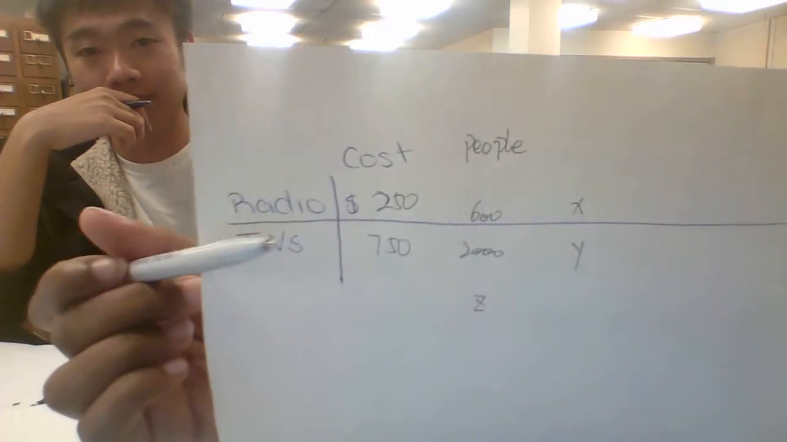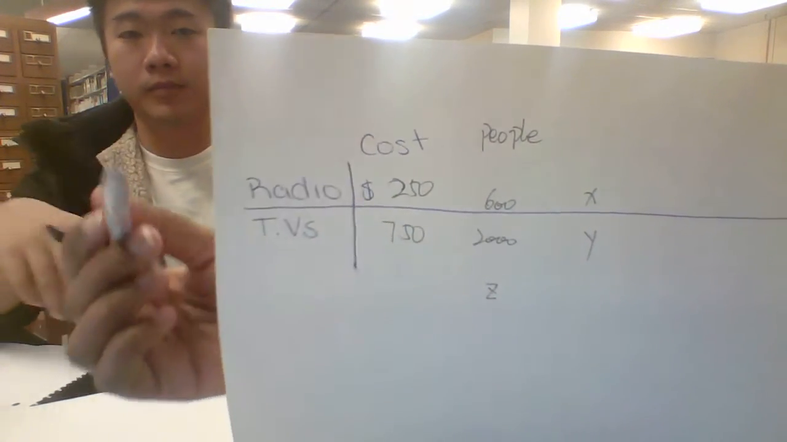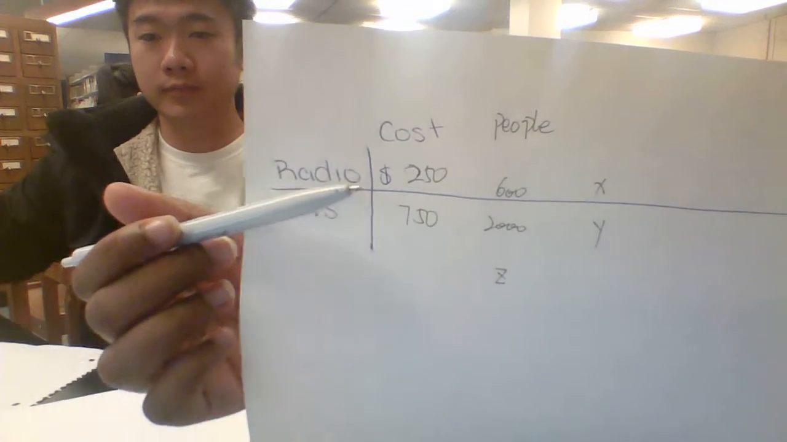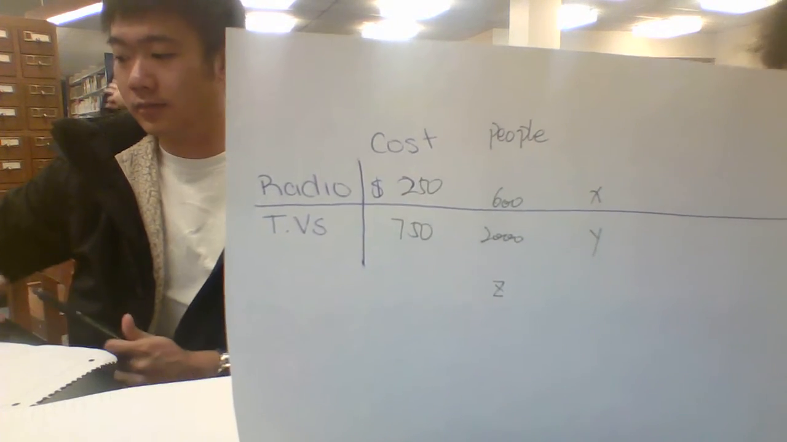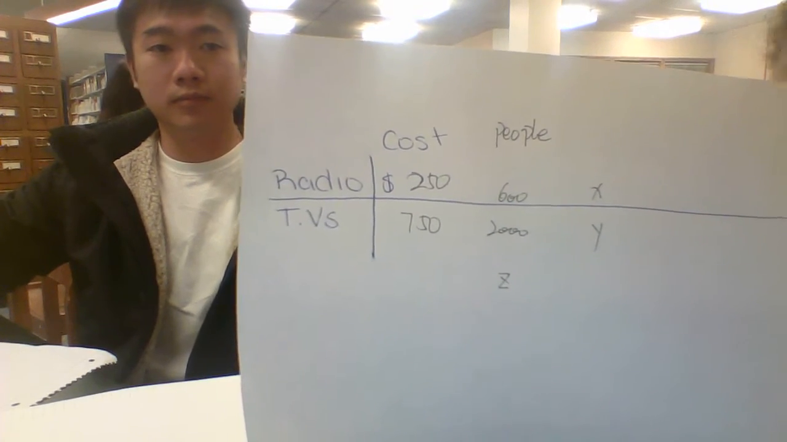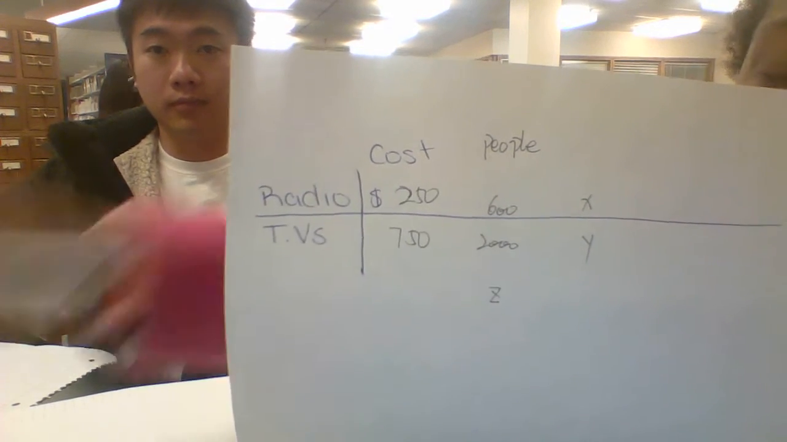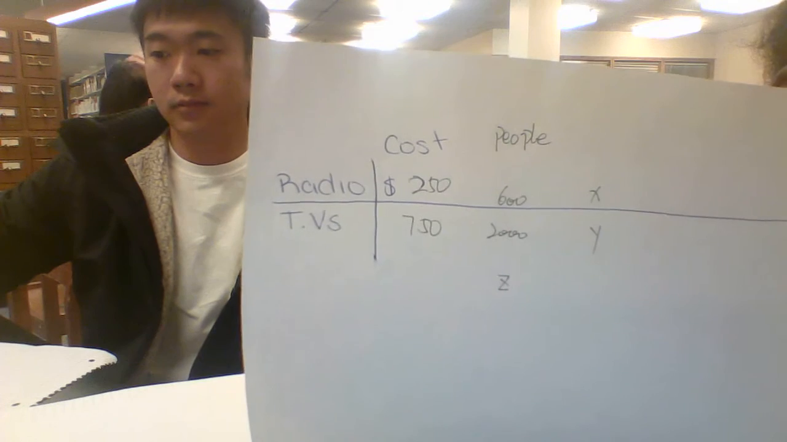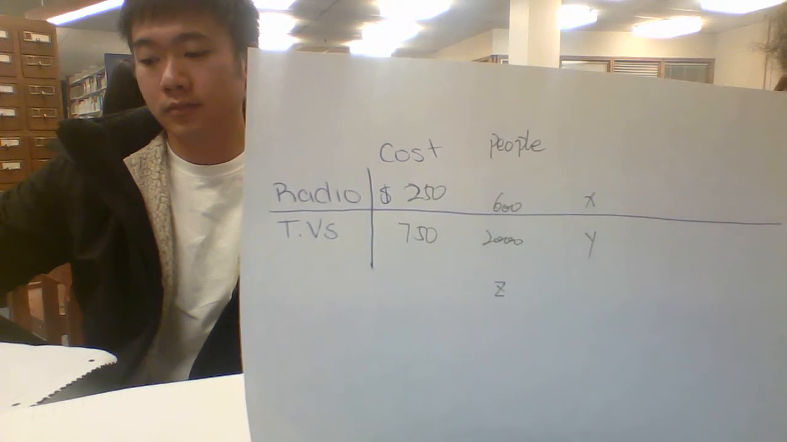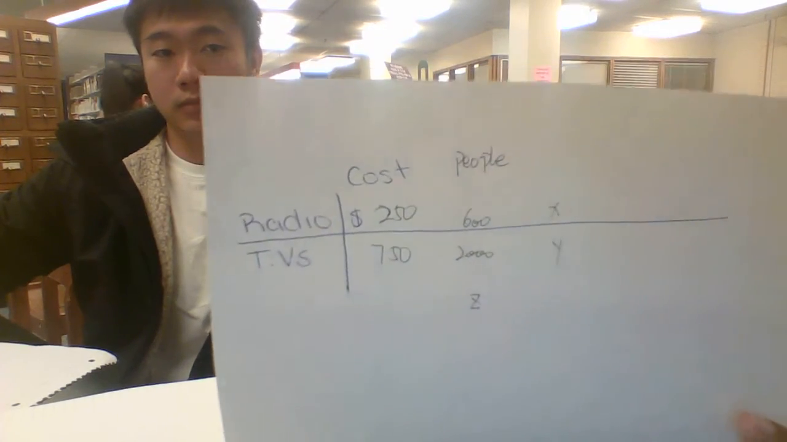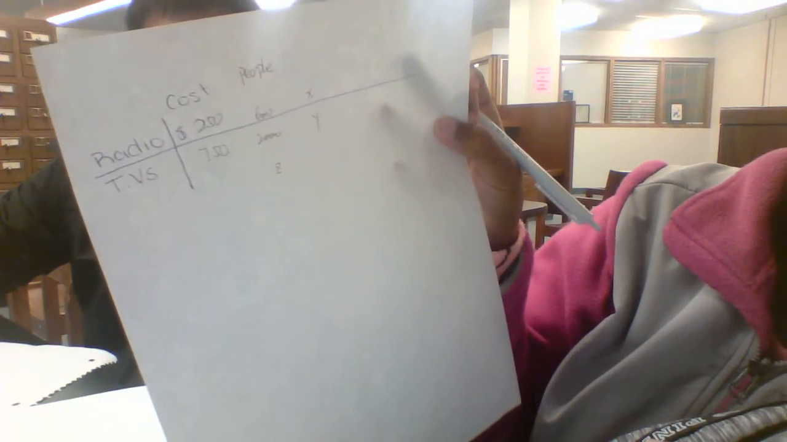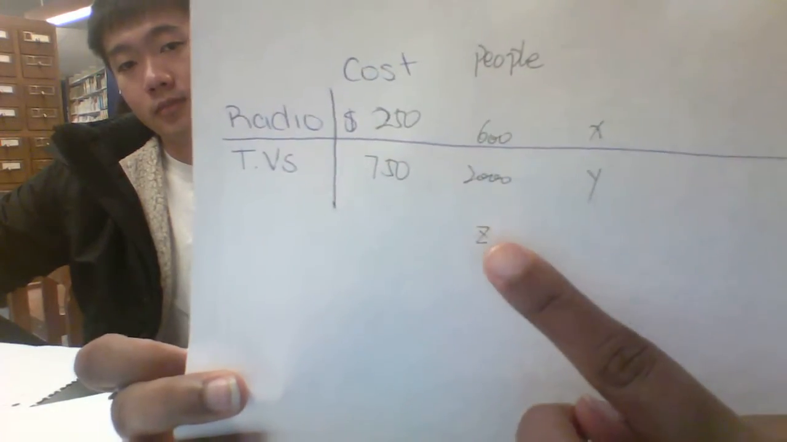You have to put the radio and the TVs, and then you have to do a column for costs, which is the radio is going to cost $250, and this is given in the word problem. And then the TVs is $750, and the people are 600 people for the radio spot, and 2,000 people for the TVs. And you just put X and Y: X would be radio and TVs would be Y. And don't forget to put your Z right here.